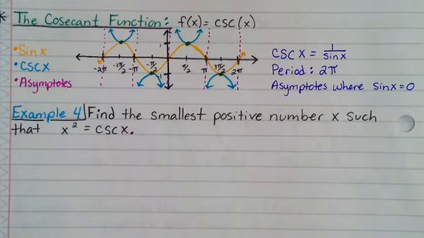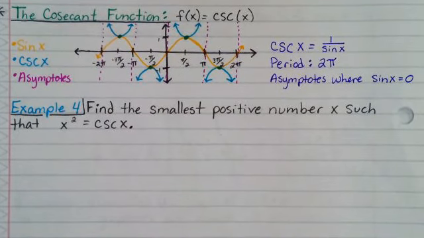All right, and our last example here, and then we are done. They said find the smallest positive number x such that x squared equals cosecant of x. And you guys are going to love this. This is one of those rare moments where I'm going to say this is a calculator question. So grab a calculator.